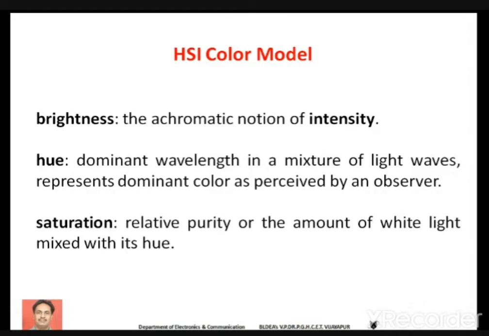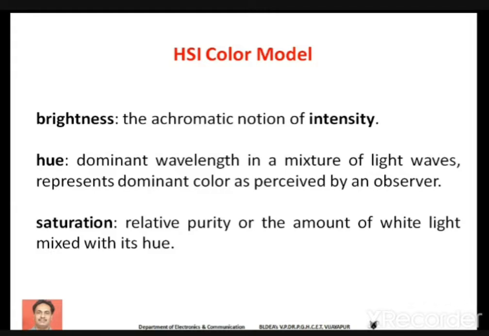Along with that, we have one more color model, that is the HSI color model. So in today's class, we are going to discuss what this HSI color model is. Along with that, we will also discuss how to convert RGB to HSI and HSI to RGB. Okay, first we'll start with what the HSI color model is.